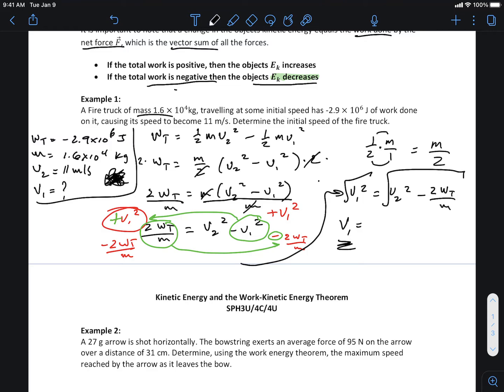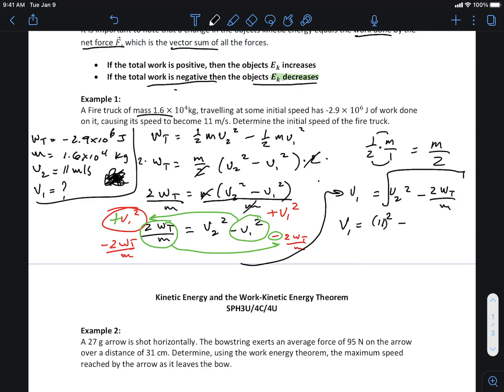Whereas this way, I'm going to get an expression. I have an expression: V1 is equal to the square root of V2 squared minus 2 work total divided by the mass. So now you can plug in your numbers and round once. That's more accurate than round, round, round all the way through the question. All right? So just plug in your numbers. You know V2. V2 is 11 squared, or 11, but then you're going to square it.